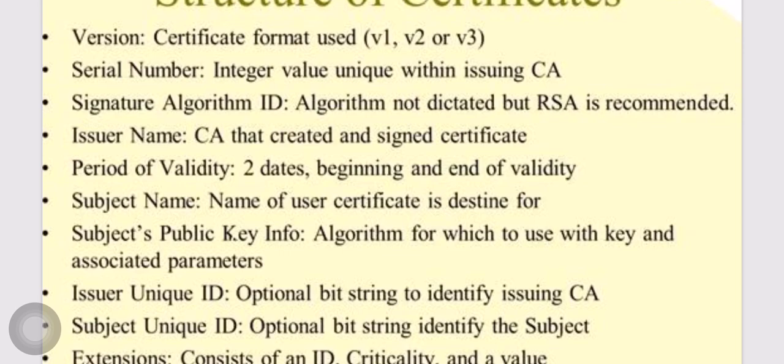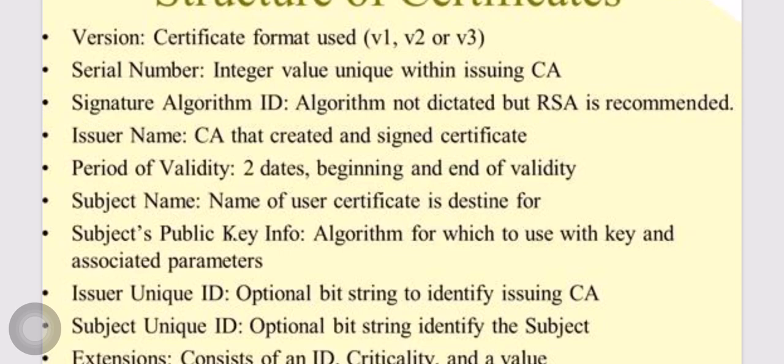The certificate consists of the first field as version. As I said already, we have three versions: version 1, version 2, and version 3, followed by the serial number, that is a unique number. It's an integral unique value that will be given by the certifying authority, followed by the signing algorithm. Like we had studied already, the RSA algorithm. In the same way, the commonly used signature algorithm is the RSA algorithm.